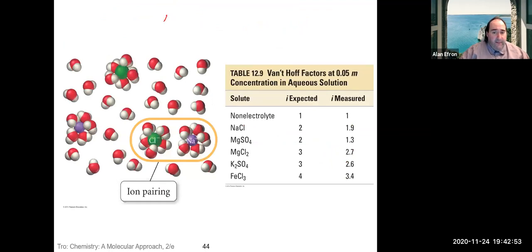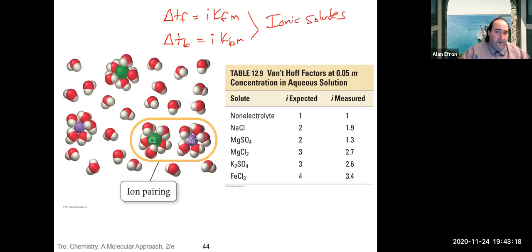So let me write where we insert those. Our formula for freezing point was Kf times m, and our formula for boiling point was Kb times m. Where you insert it is right there. You just put an i. So i would be inserted in there, and we would use this for ionic solutes. Again, for non-ionic solutes, sometimes called non-electrolytes, i is basically equal to 1. And again, that's why we don't necessarily include it.